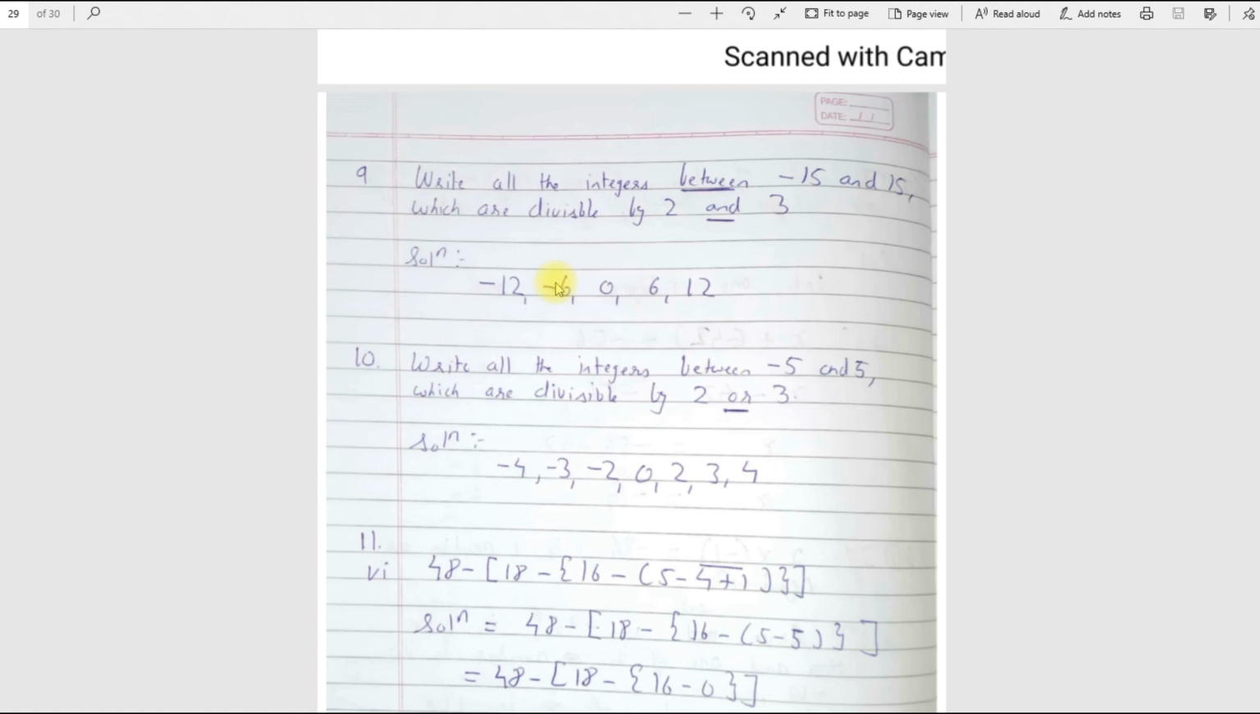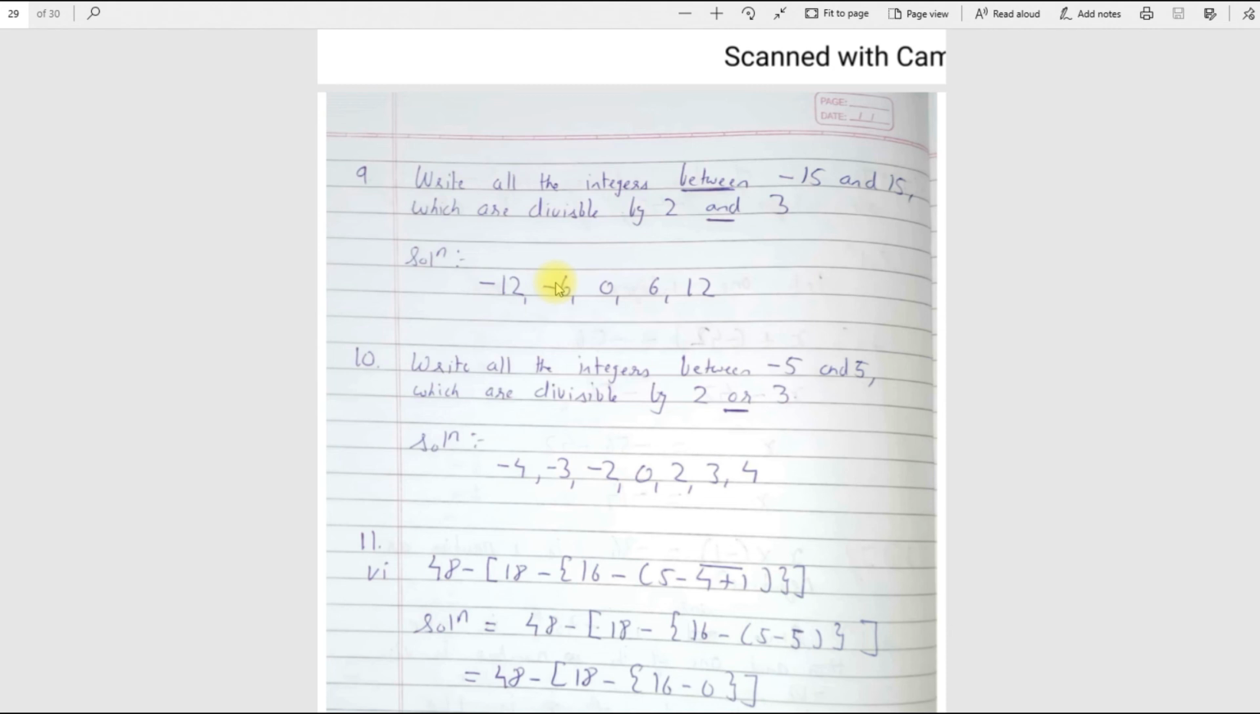Hope you have understood this part. It's very easy. Just have to keep your eye open, understand properly what you're reading, and then solve. Don't write in a hurry and directly write the answer. You have to keep an eye on whatever they're saying. If they're saying between, from, or, and, then as per that we have to write. We can't directly write the answer.